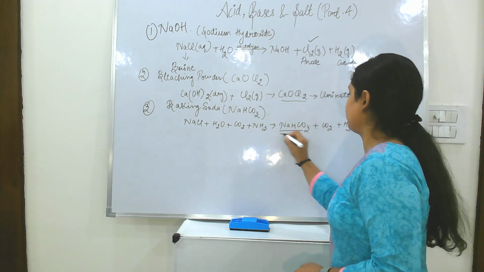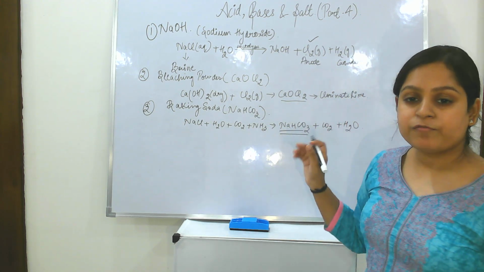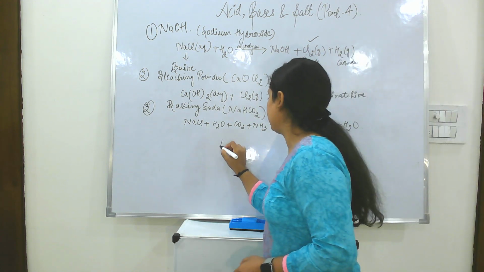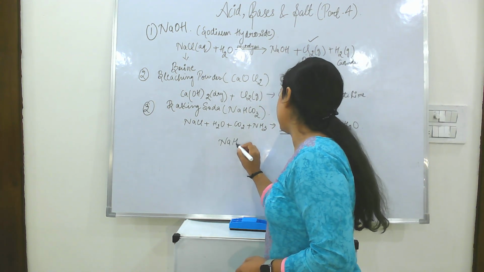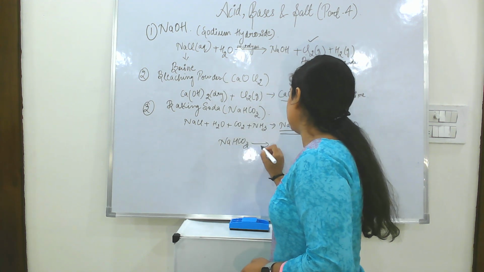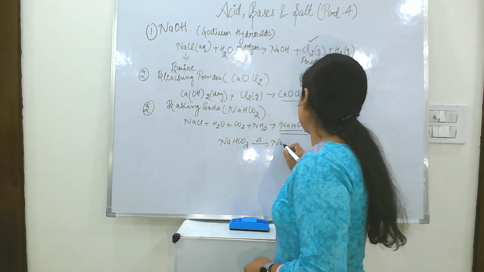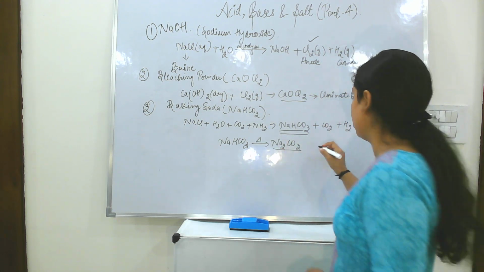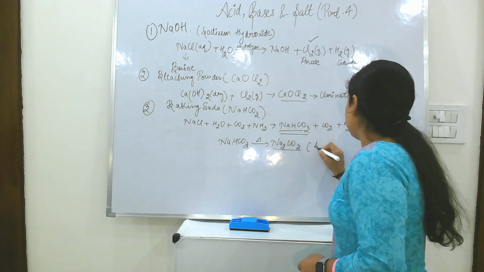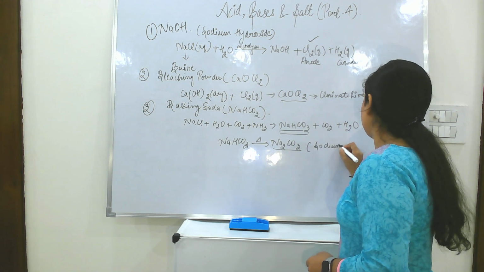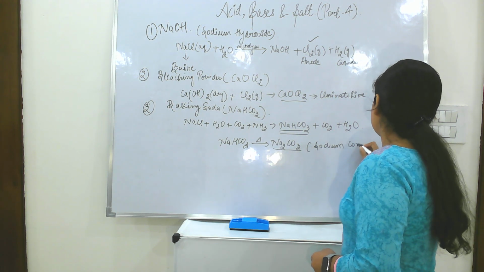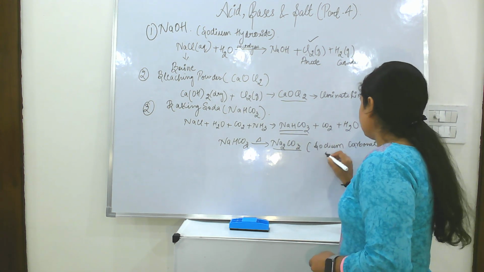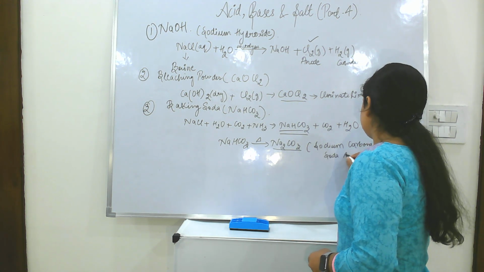This is baking soda. Now if we heat this baking soda, it will give you Na2CO3. NaHCO3 when heated will form Na2CO3, and this is known as sodium carbonate or soda ash.